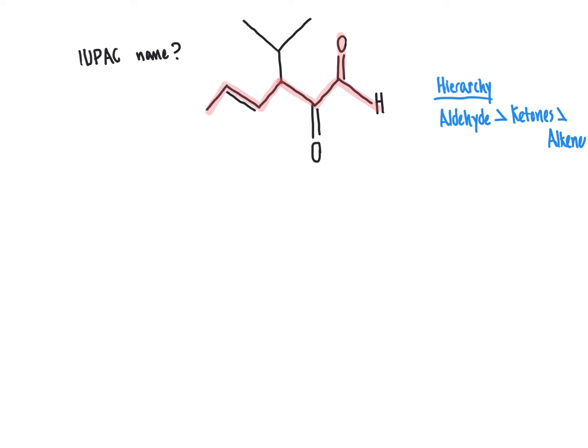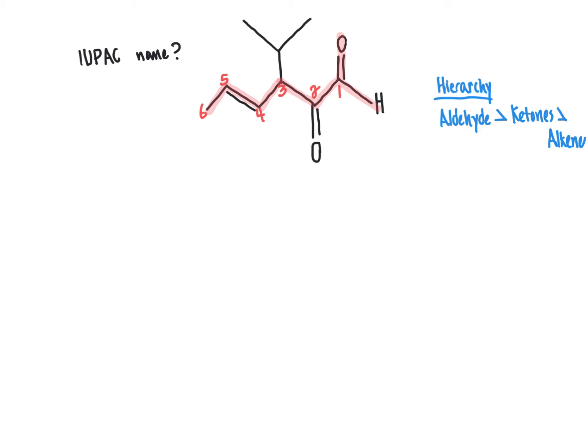Now we number that longest carbon chain. We number according to the hierarchy, meaning that since the aldehyde is highest up in the hierarchy, we start numbering from the end closest to the aldehyde group. And that's going to put the aldehyde at carbon number 1 because the aldehyde will always be at one end of the molecule or the other. And since the aldehyde is our highest ranked group of this, that means that the aldehyde is going to be at position number 1 of our longest carbon chain here.